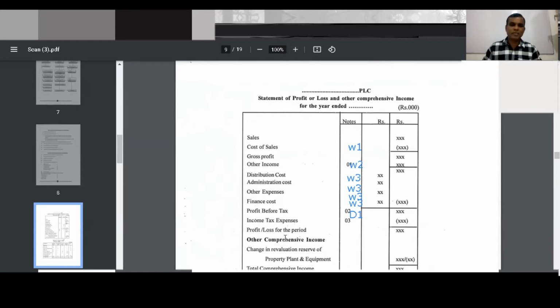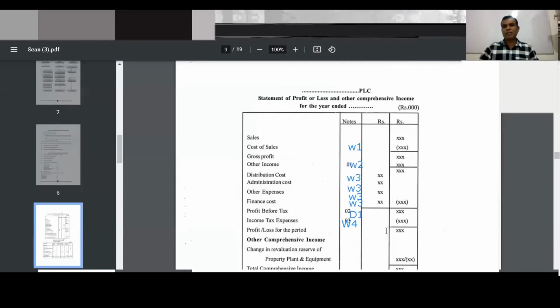So this is the income tax payment. Income tax payment, then you can take it as W4. I'm taking it as W4. Then you have to show how to calculate income tax expenses for the period. Then income tax expense, and then you are getting profit or loss for the period.